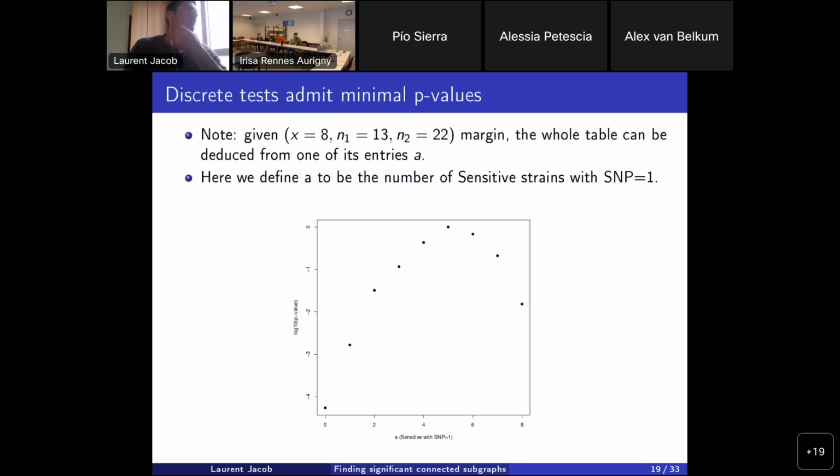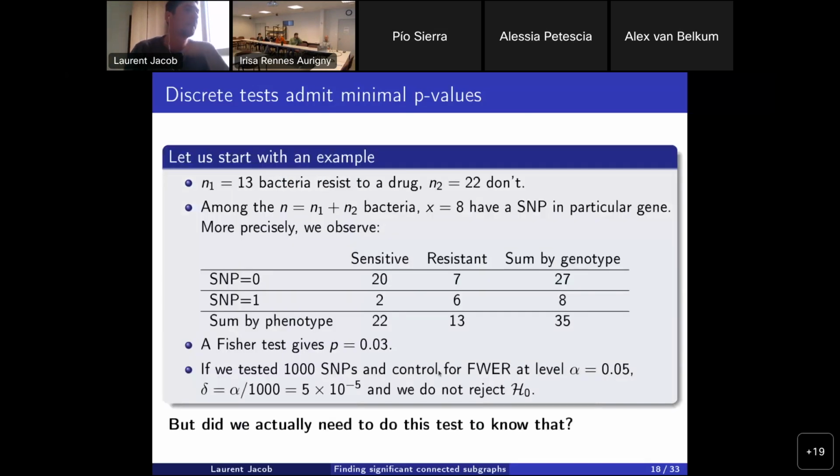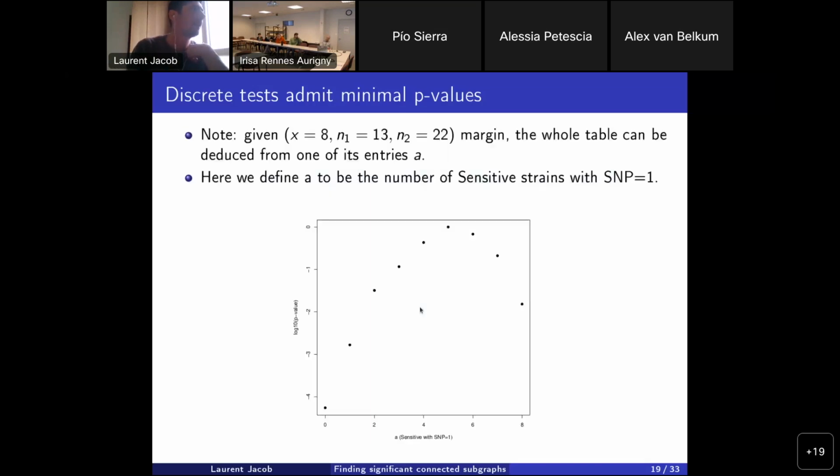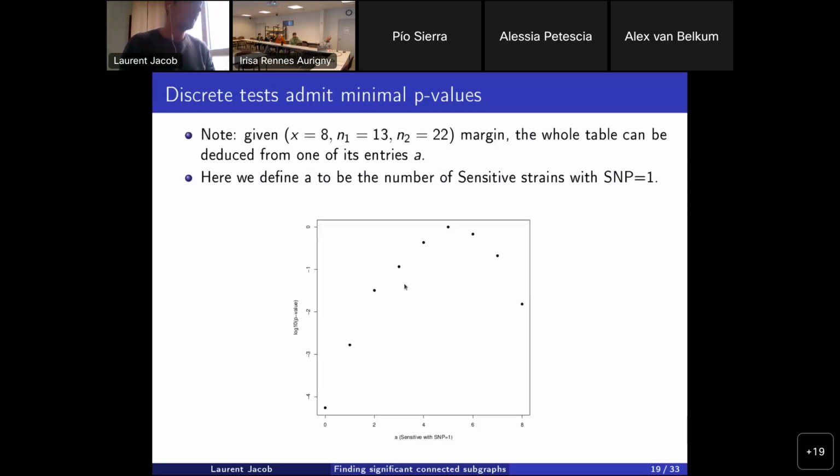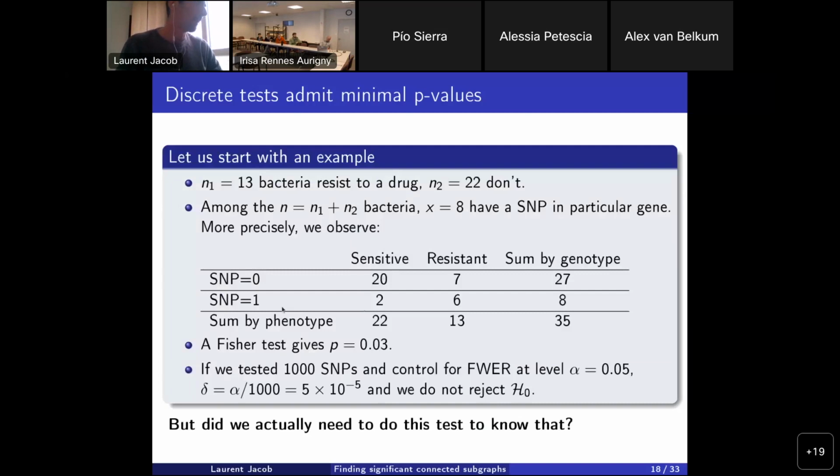To answer that, you need to see that given the margins of the table, the whole table can be deduced from one of its entries. If I know the margins, which I was giving at the beginning, and I fix one of these 4 values here, I'm fixing the 3 others, by just deduction from the margins. So for this value A, I'm using the number of sensitive strains which have the SNP. In this case, I have 2 strains which are sensitive and have the SNP. And if I fix this, I'm defining the entire contingency table.